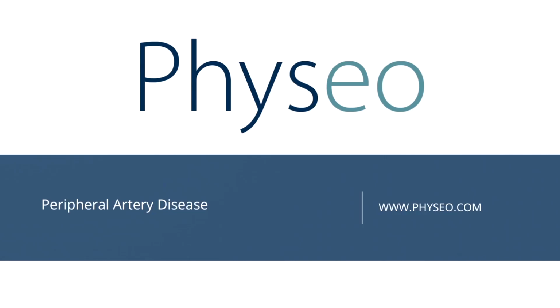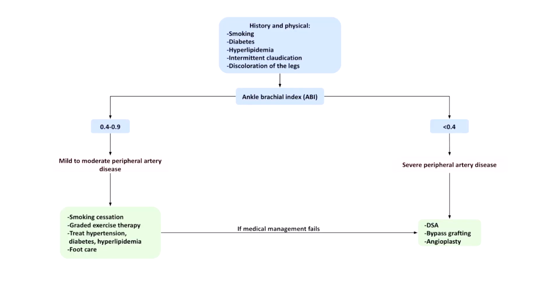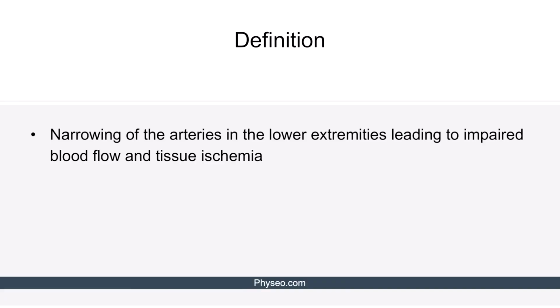Let's get started. Here's our overview slide. Let's begin by discussing the definition. This is an algorithm we'll be referring to for peripheral artery disease.